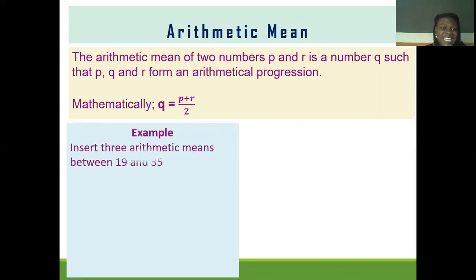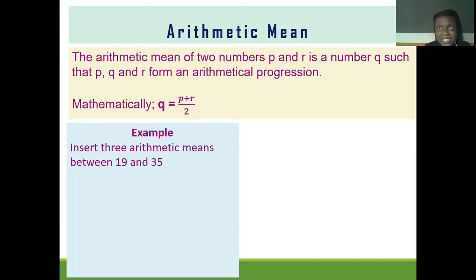So for example, they say insert three arithmetic means between 19 and 35. What are they saying in essence? They're saying put in three numbers between 19 and 35 in such a way that when you look at those numbers combined together now, they form an arithmetical progression. That's it. Now, but let's analyze. If you're saying you're going to put three numbers in between 19 and 35, how many numbers will they become altogether? I think that should be 5 numbers altogether, right?